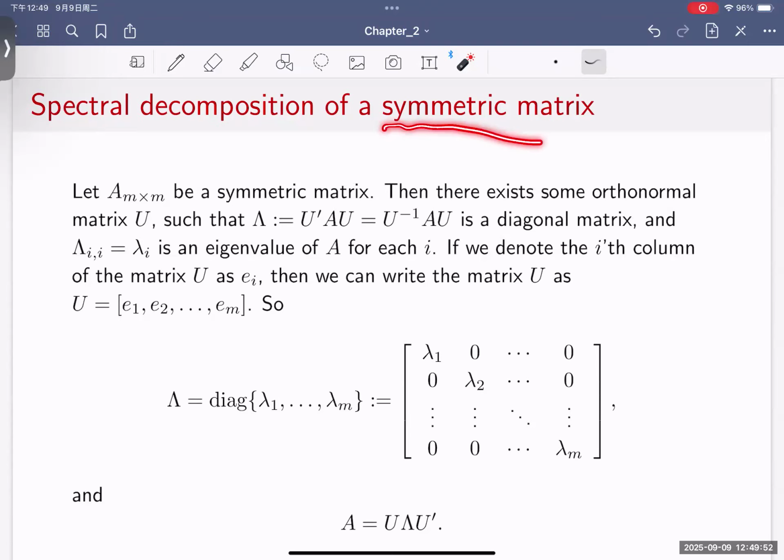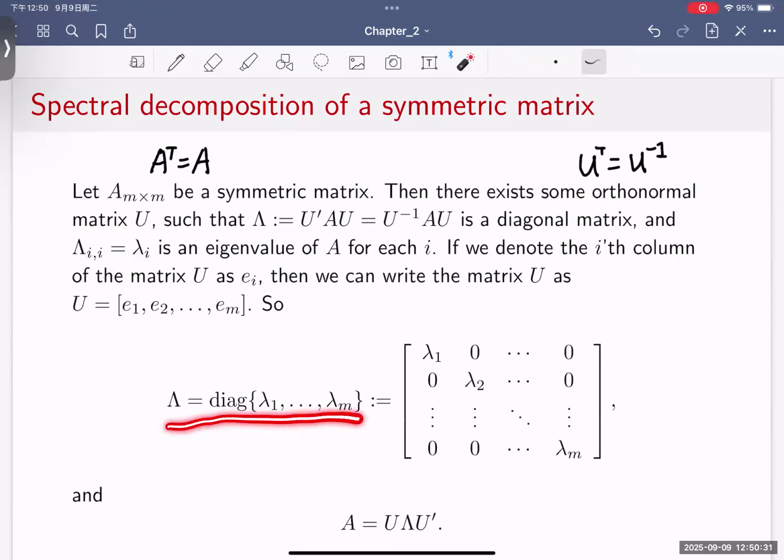If our A is a symmetric matrix, which stands for the transpose of A being equal to A, then we can consider the spectral decomposition. The spectral decomposition says we can find a matrix U, which is an orthogonal matrix. An orthogonal matrix means that U transpose is equal to the inverse of U. And then we can also create another matrix, capital lambda.